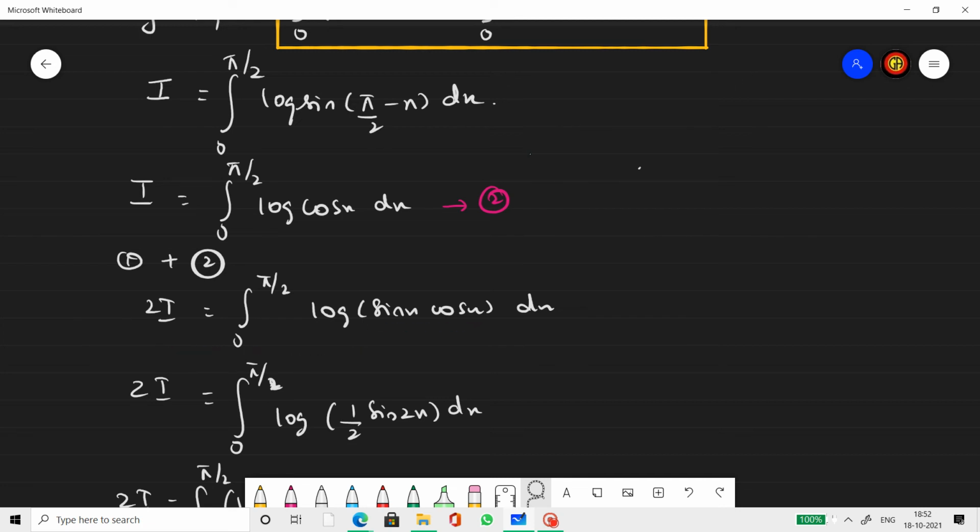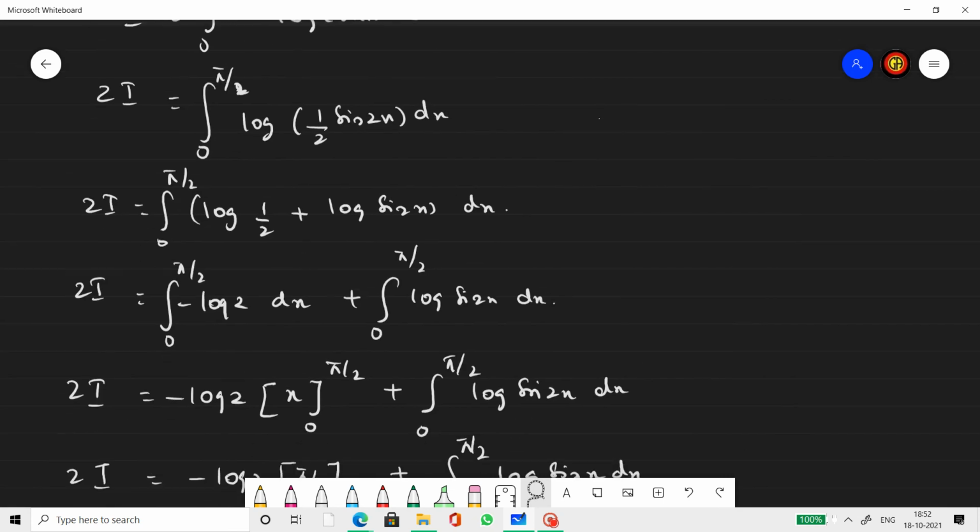Sin x cos x can be written as half sin 2x using the sin 2A formula. And now this is in the form of log AB, which we can separate as log A plus log B. Log A, which is log half here, can also be written as minus log 2, since 1 by 2 can be written as 2 power minus 1. So we get minus log 2. And here we have integration 0 to pi by 2 log sin 2x.